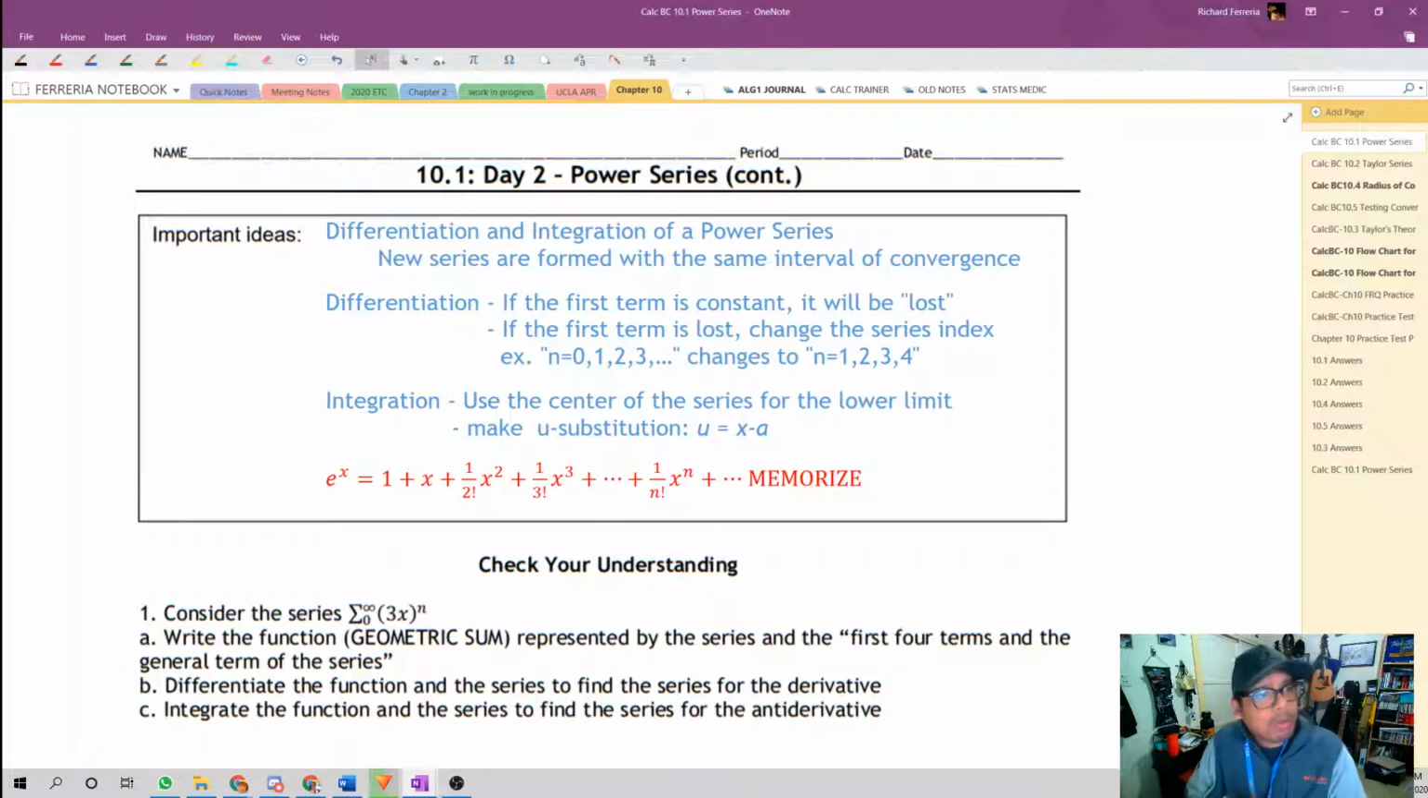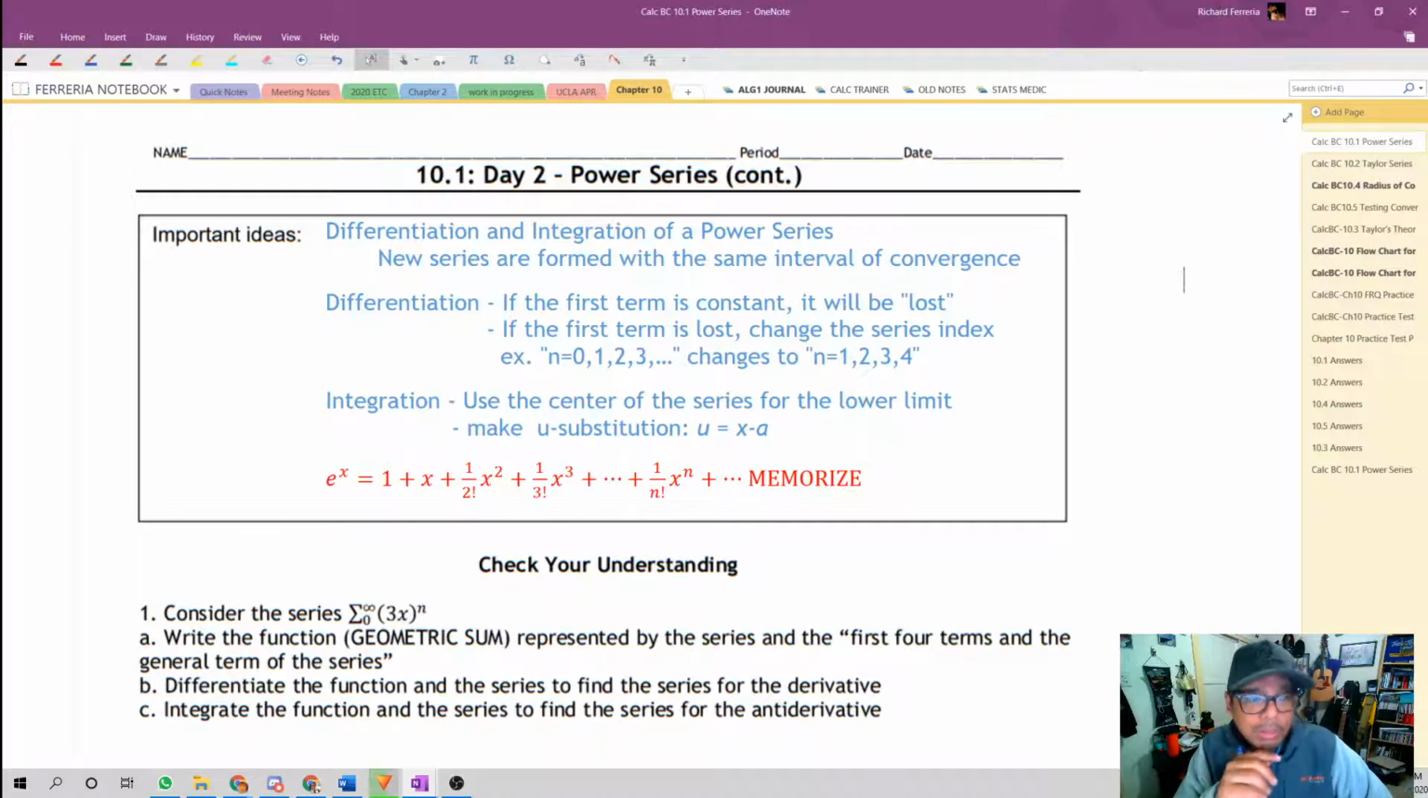This brings us to our important ideas. Differentiation and integration of a power series basically allows you to form new series. And those new series will have the same interval of convergence as their parent series. When you differentiate, if the first term happens to be constant, it's going to be lost. And if that happens, you want to notate that the series index has changed from 0, 1, 2, 3, etc. to 1, 2, 3, 4, etc. So the first indexed term gets eliminated from the list.